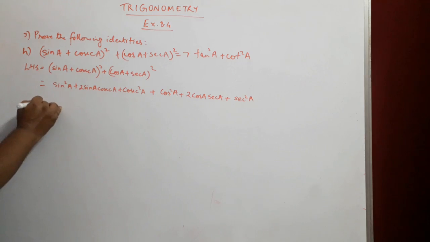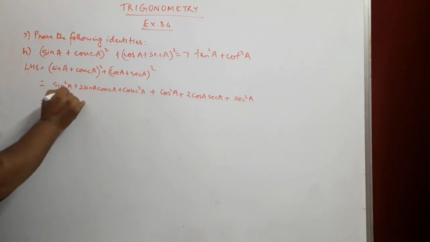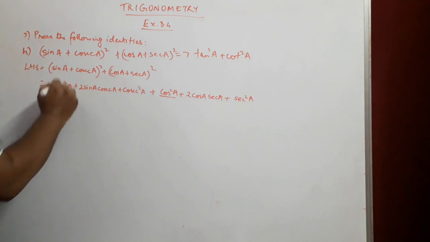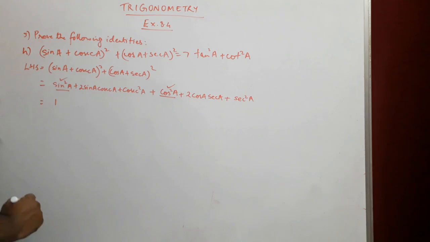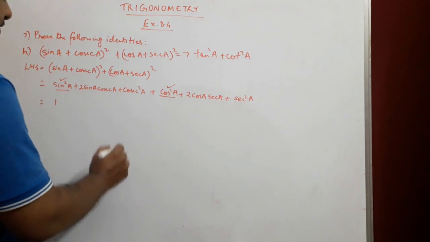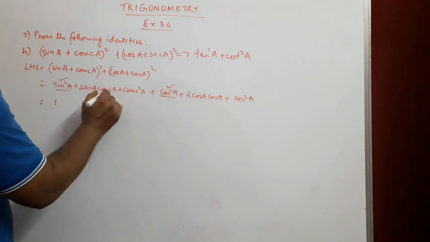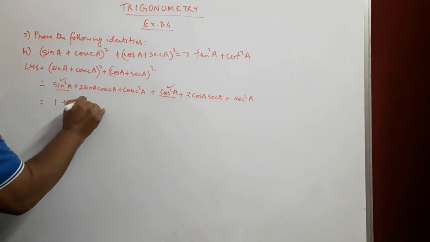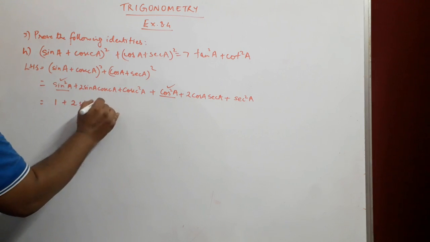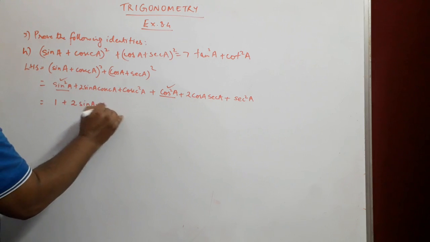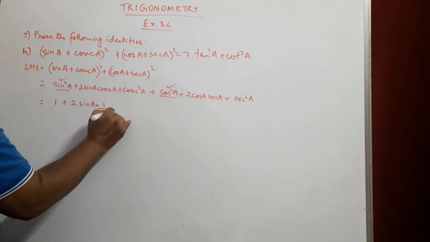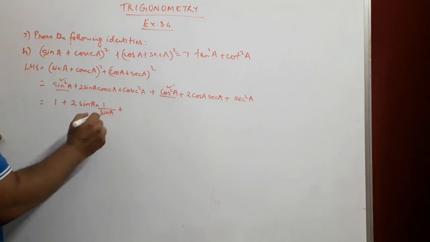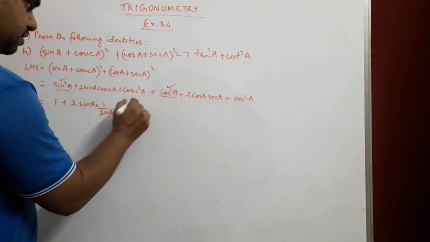Now we've got sin square A and cos square A. Together they will become 1. So we've taken care of these two. Next we have 2 sin A and cosec A. Cosec A can be written as 1 upon sin A. These two will cancel and we'll be left with only 2 over here. We'll proceed further now.